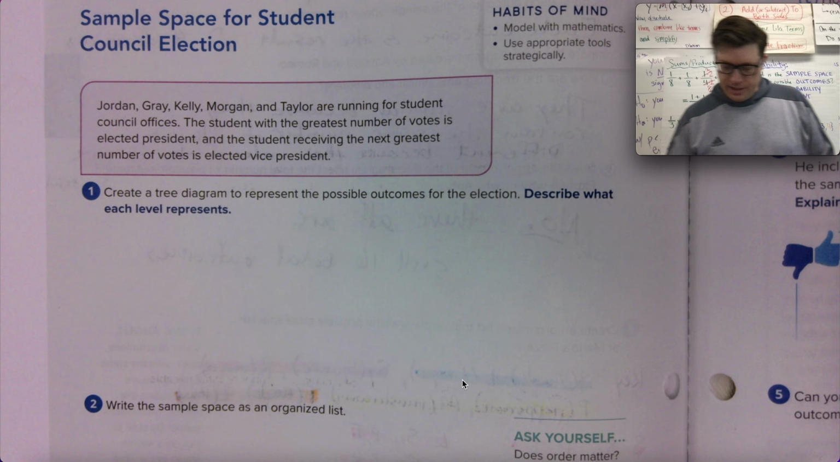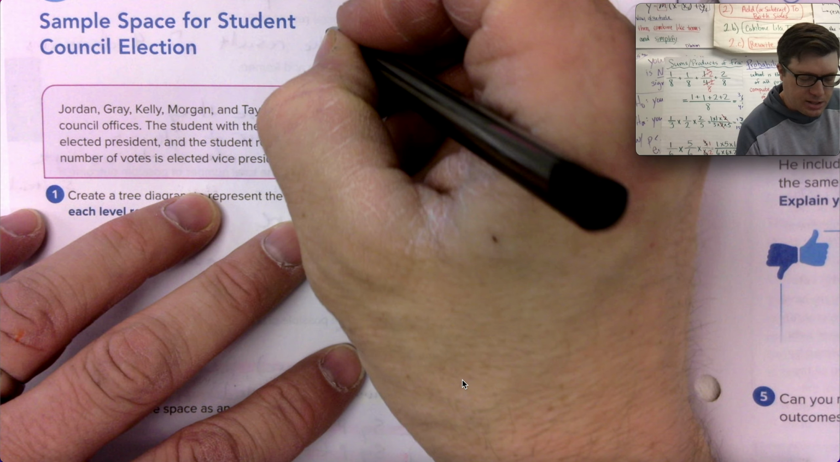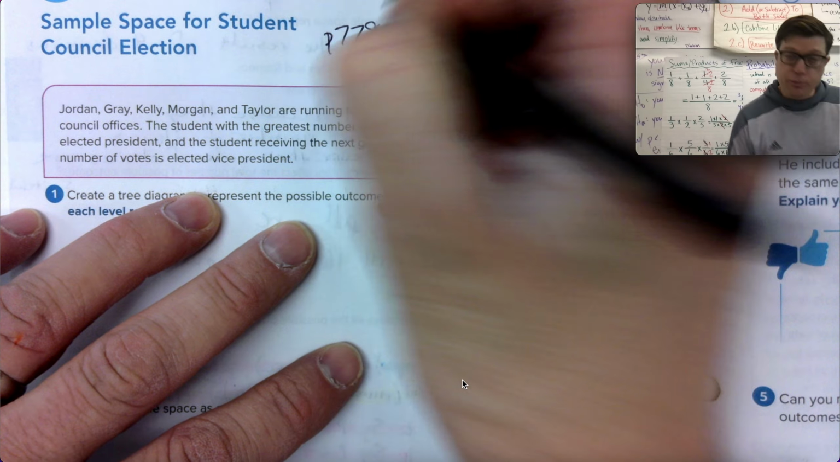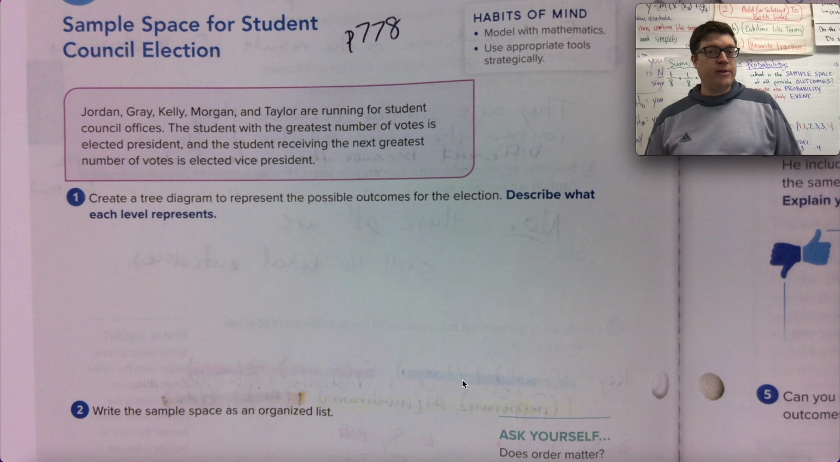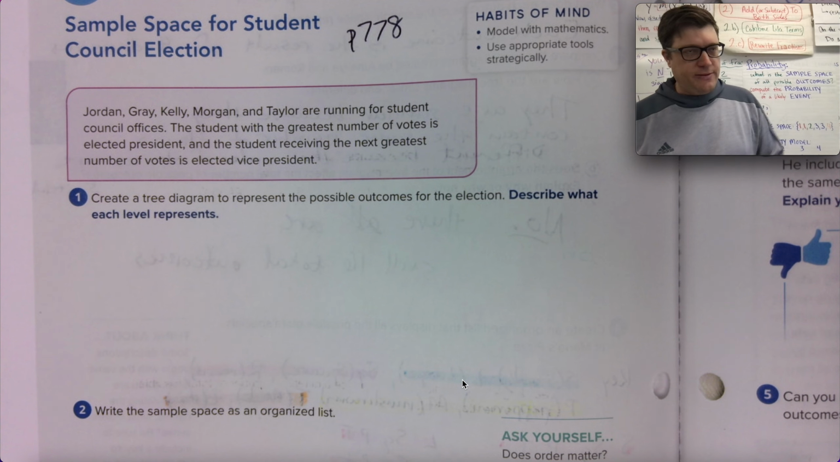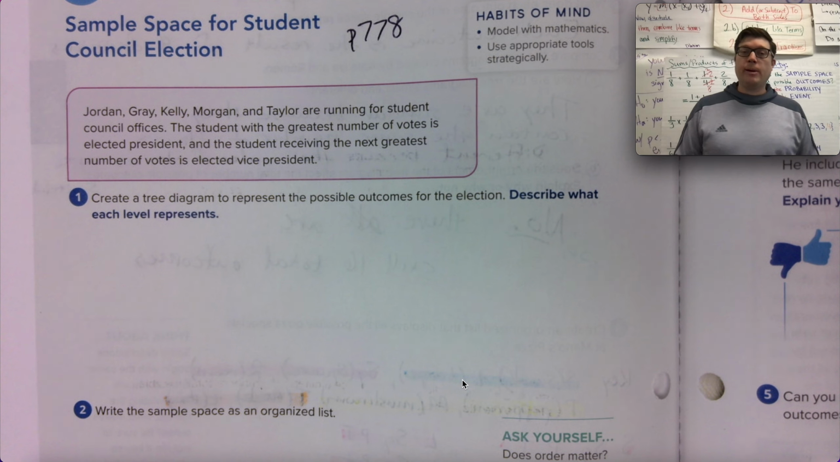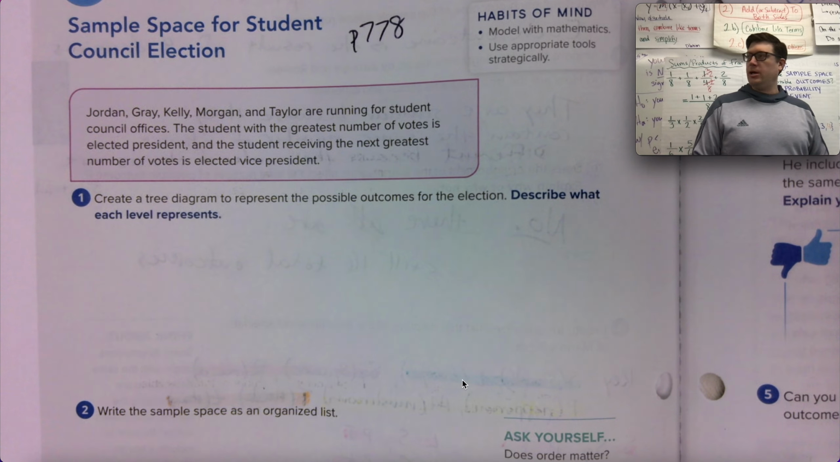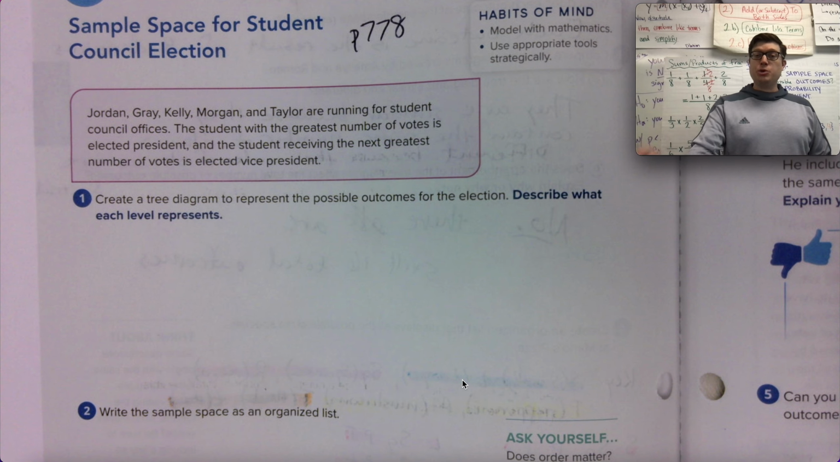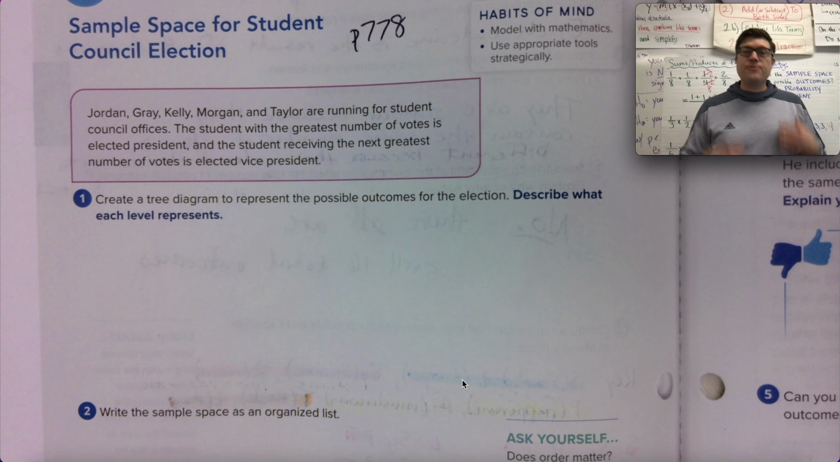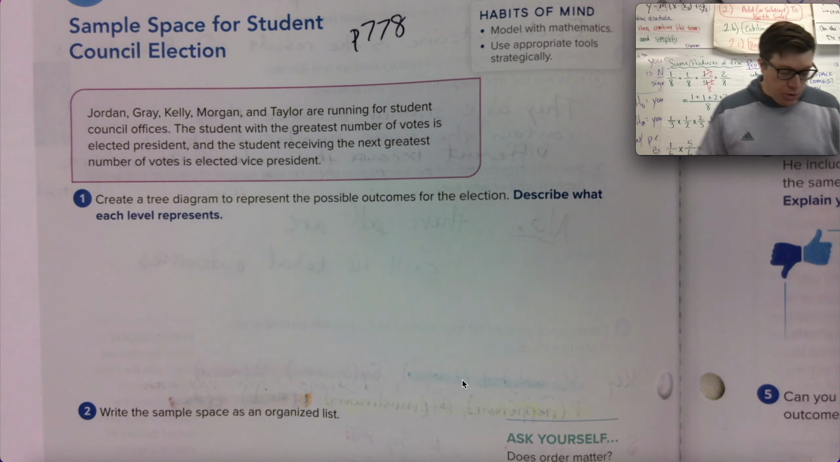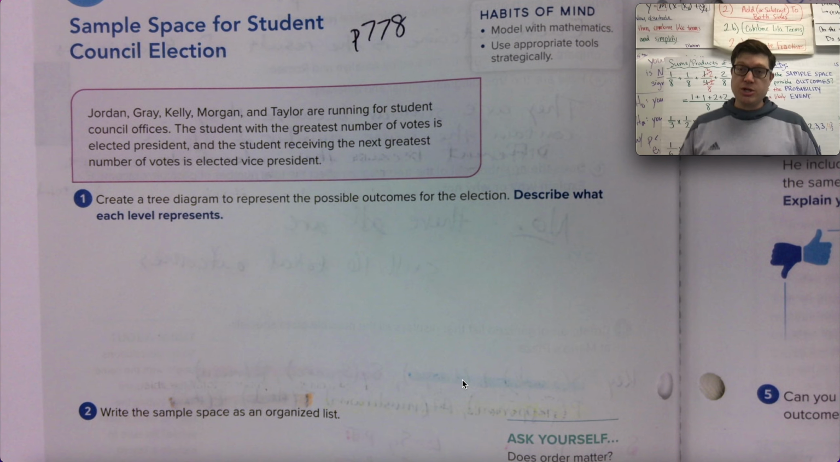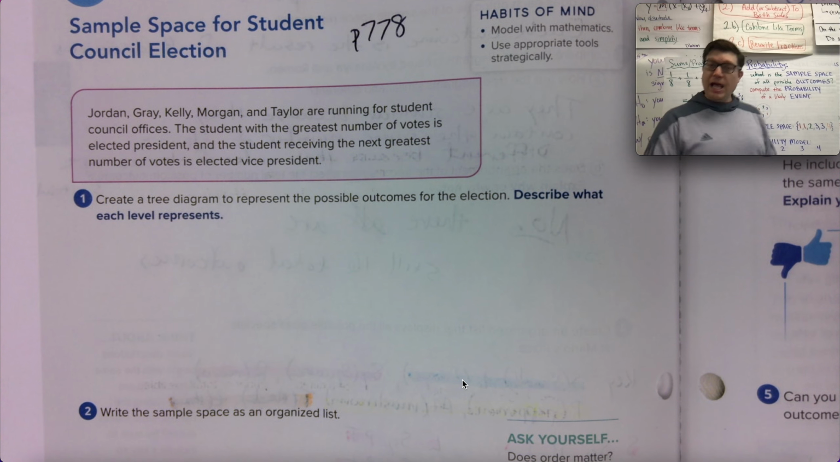Page 778. In this lesson, we are taking conversations from the previous activity, page 777, which is from Geometry, Module 5, Topic 1, Lesson 1. We're talking about probability. In this scenario, what is the sample space for student council elections? We're going to create a tree diagram that represents possible outcomes for a given scenario and then use it to answer some probability questions. How many outcomes are likely?